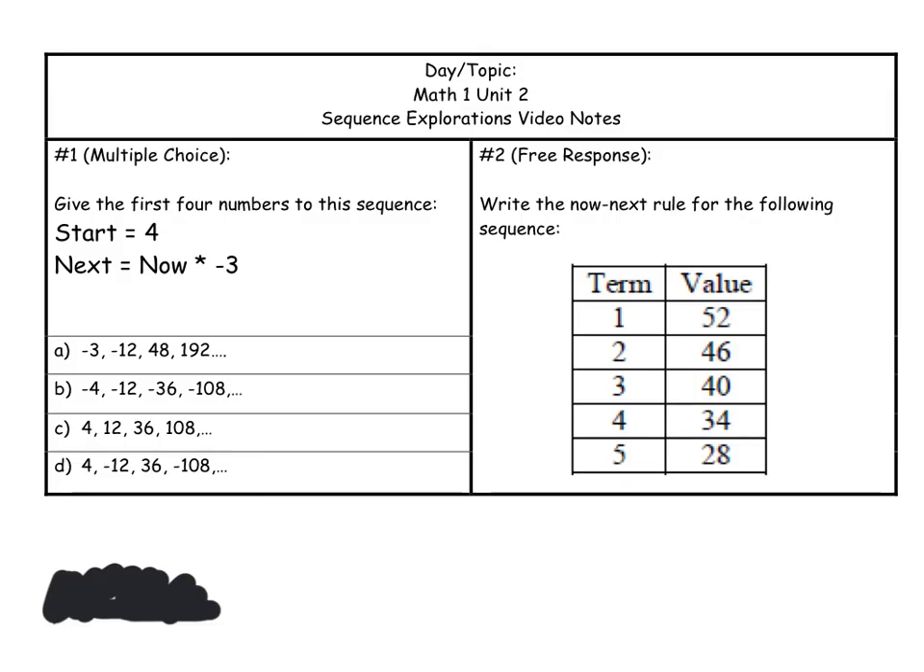Now it's your turn to answer multiple choice question number 1 and the free response. So we're going to go a little backwards on this one. Here's the start, here's the rule, now times negative 3, find the first 4 terms in that sequence. And number 2, write a now next rule for the following sequence. We just did this one. How do we get from 52 to 46, 46 to 40, 40 to 34, 34 to 28, and that's actually a duplicate, so you can't get that one wrong.